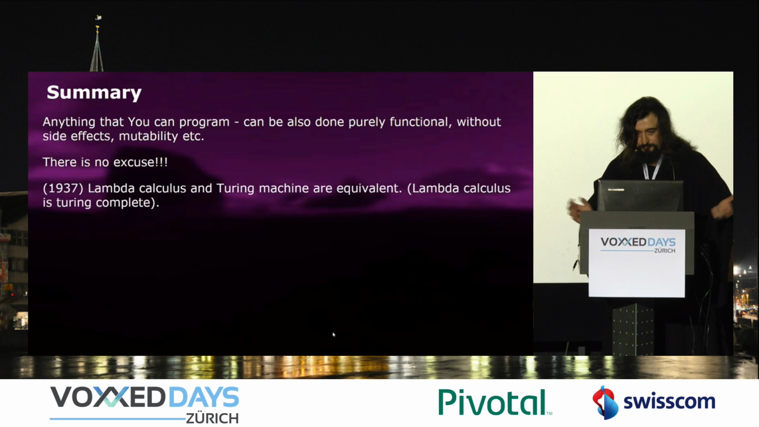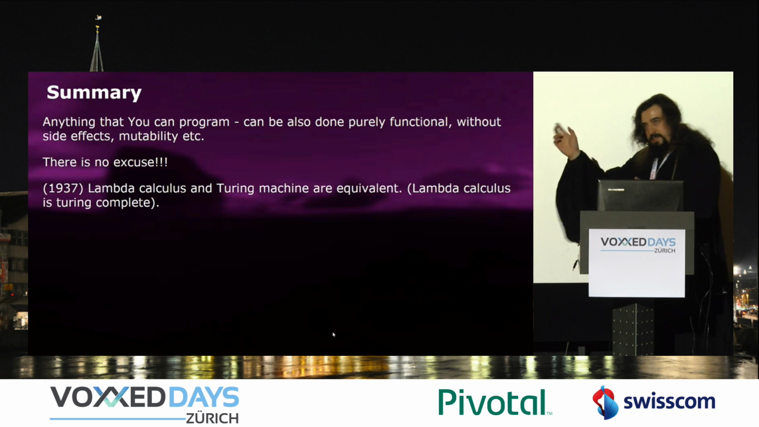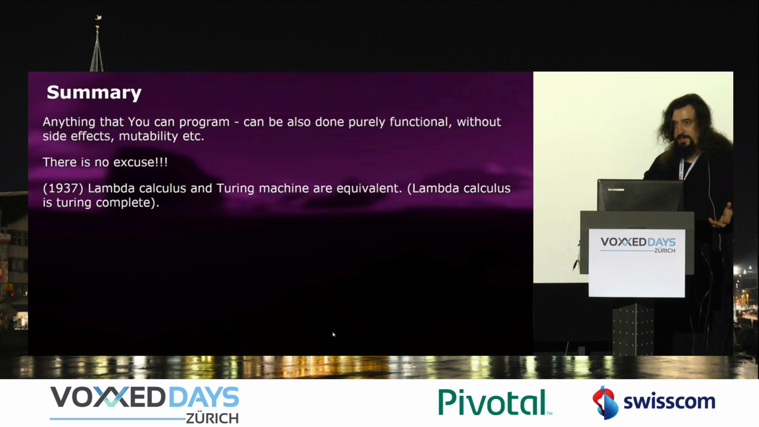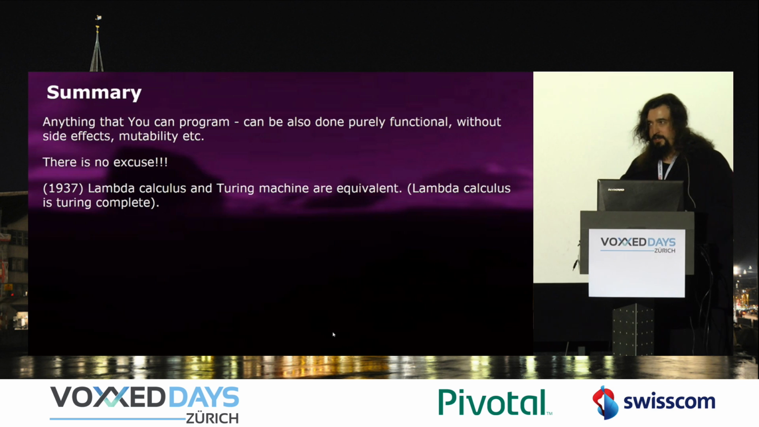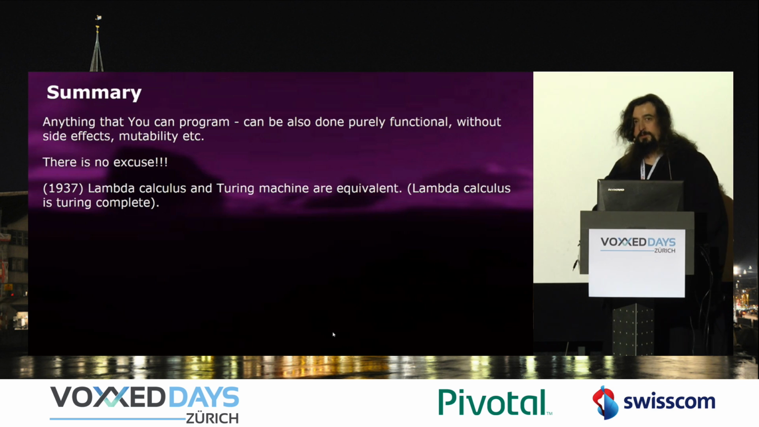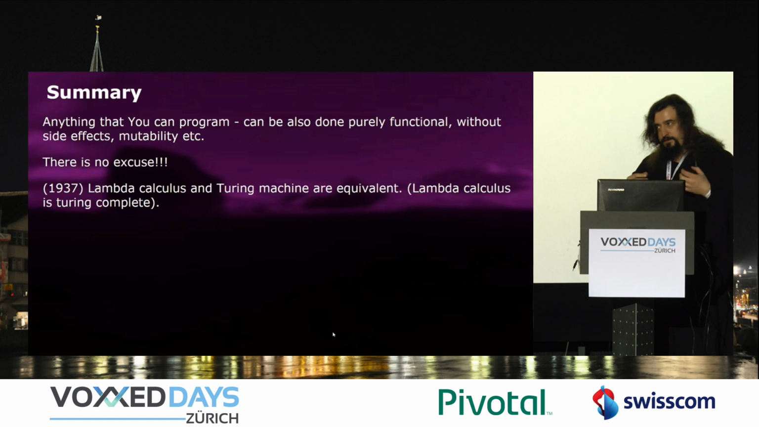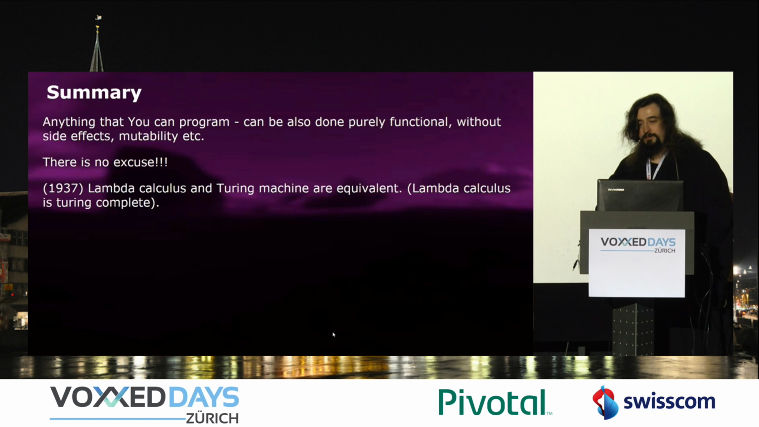Okay, and that was an example. I showed you that it works, but in fact there is a real proof. The mathematician Church proved in 1937 that Turing machines and lambda calculus are fully equivalent. Lambda calculus is Turing complete. So really everything that you can compute can be done with lambda calculus.